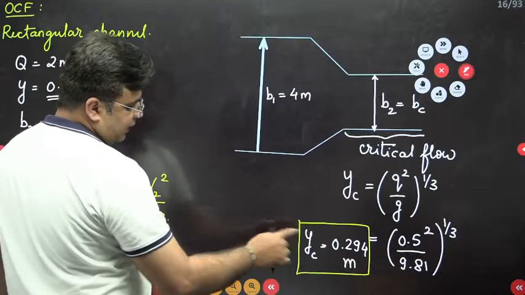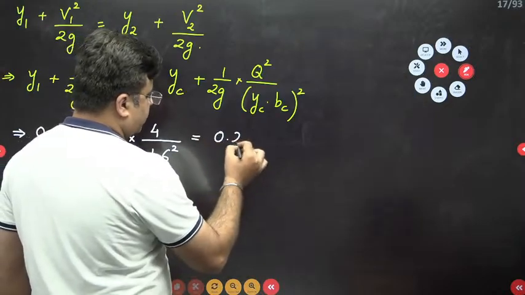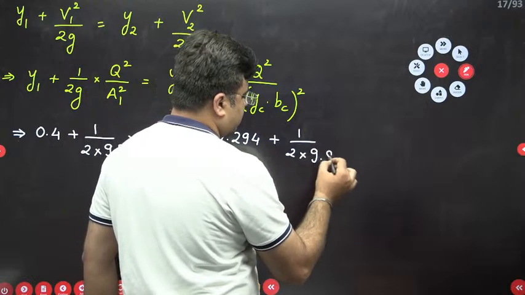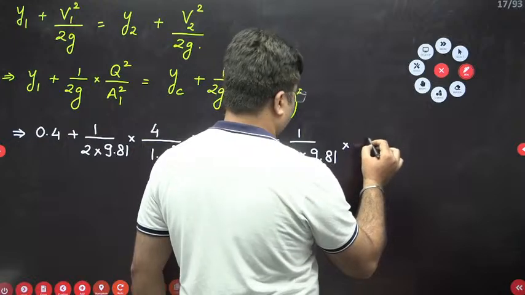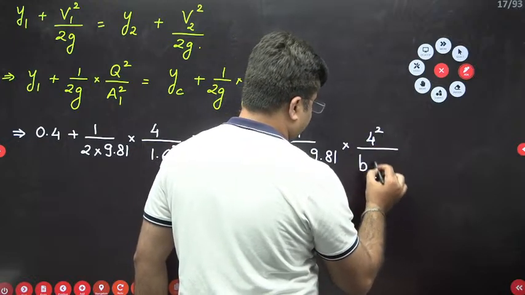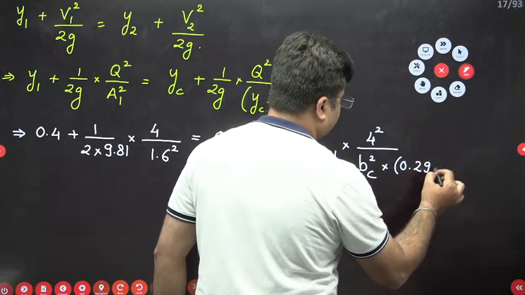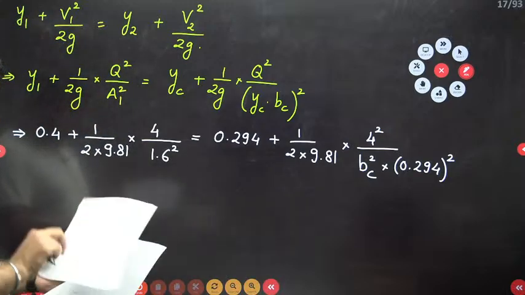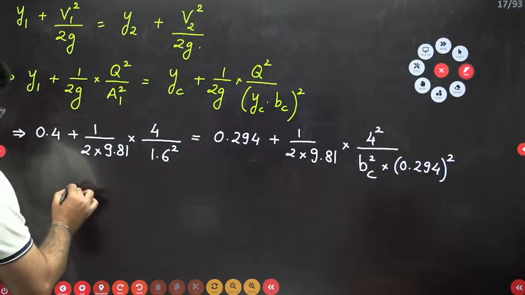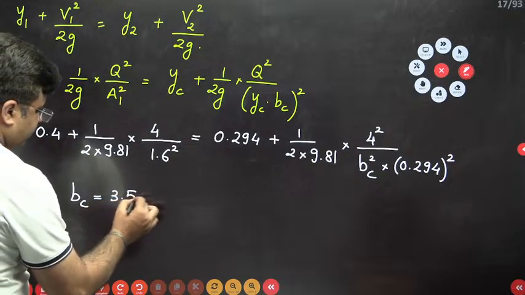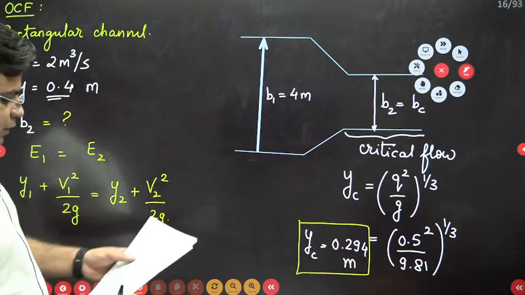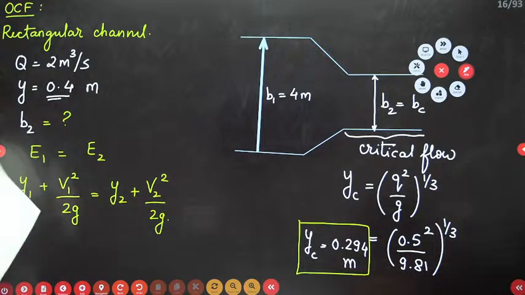This is equal to YC that we have calculated, which is 0.294, plus 1 upon 2 into 9.81 multiplied by Q square, which is 4 square, divided by BC square into 0.294 the whole square. From this equation you can calculate the value of BC, which will come out as 3.56 meters. Okay, so this is the question from your open channel flow. Let me just check whether I have substituted all the data correctly or not.